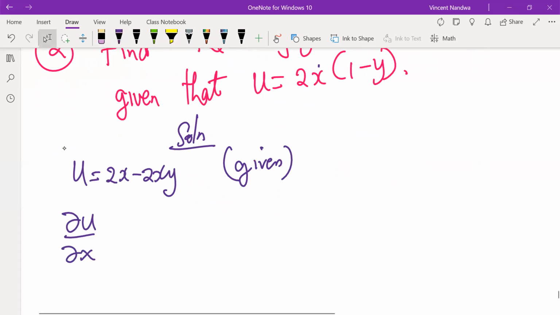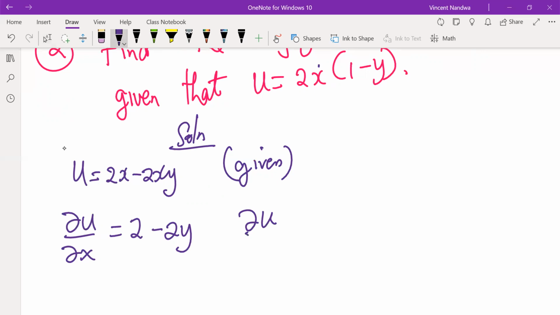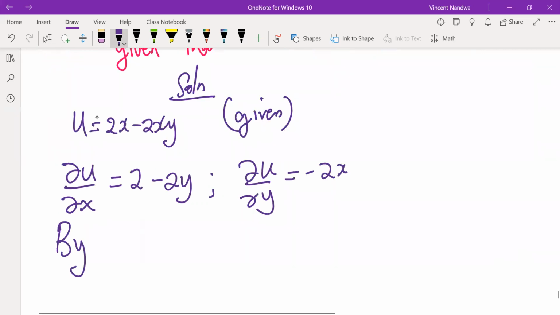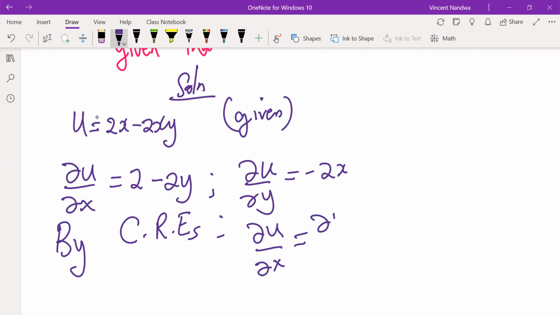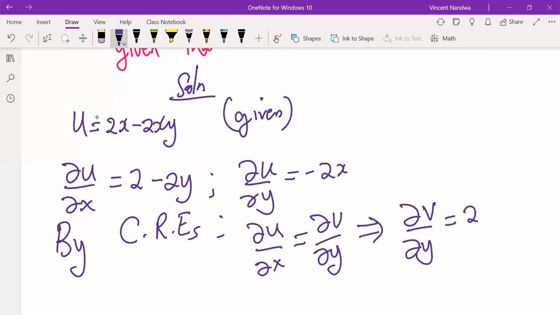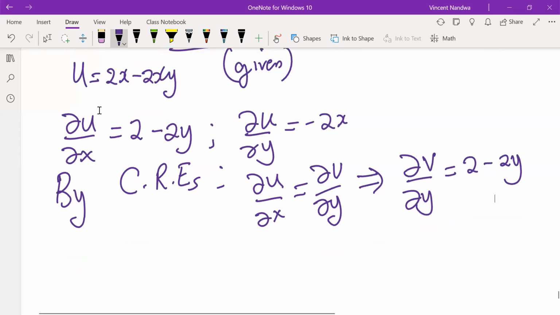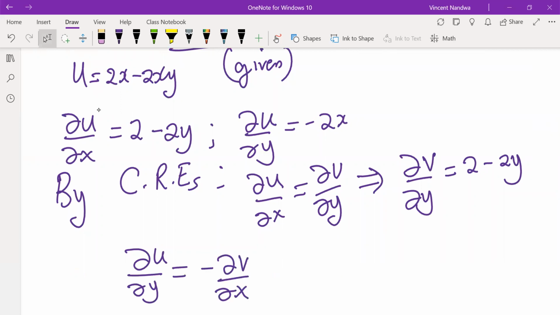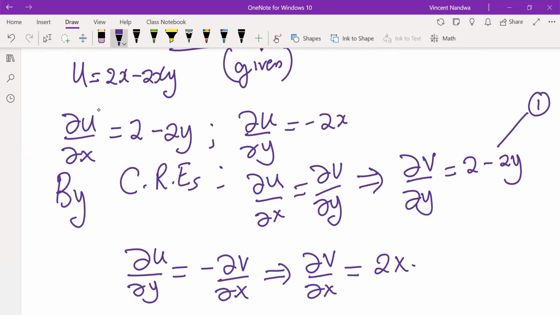Partial u partial x equals 2 minus 2y, partial u partial y equals minus 2x. And by Cauchy-Riemann's equations, partial u partial x should be the same as partial v partial y. So partial v partial y should be taken to be 2 minus 2y. And then partial u partial y is the same as negative partial v partial x, which means partial v partial x is a negative of partial u partial y. So when you negate this, you get 2x. We can call this equation 1, and this equation 2.